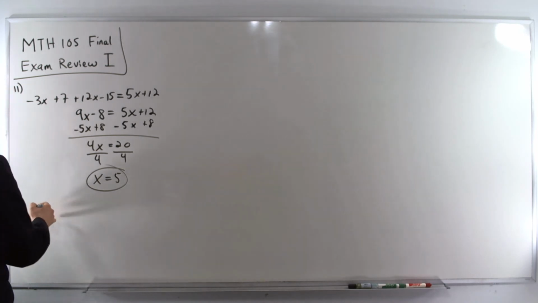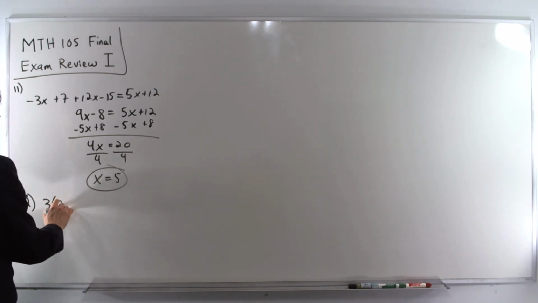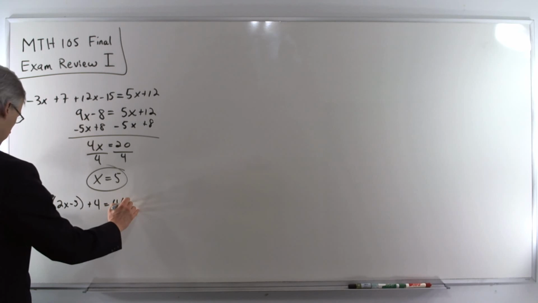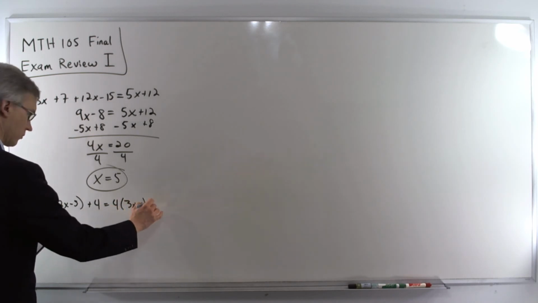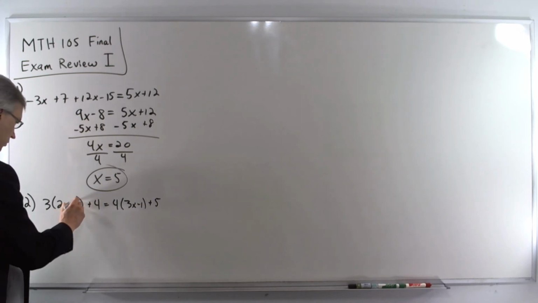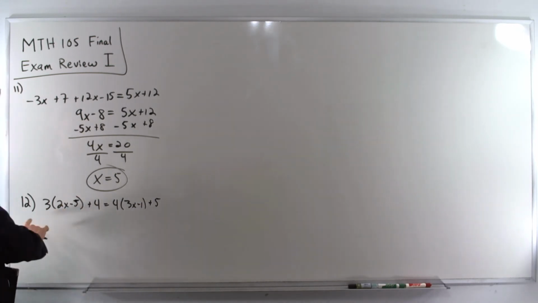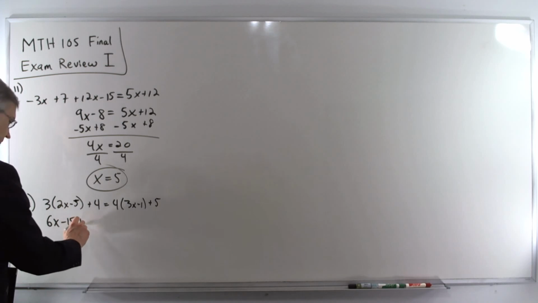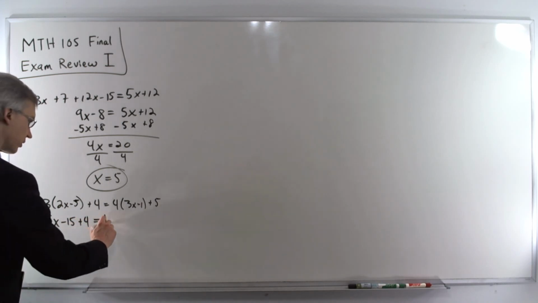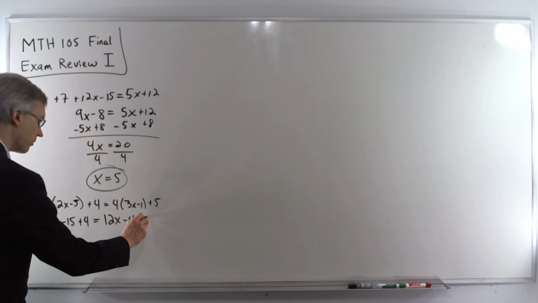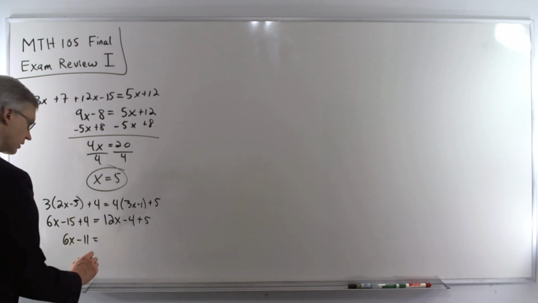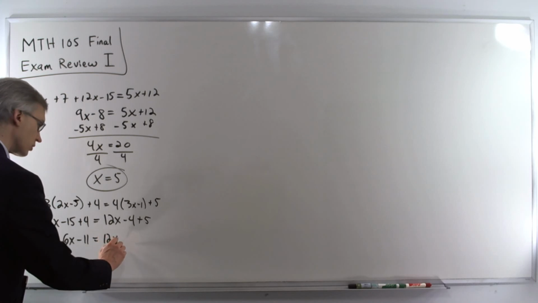Number 12. In this case, we're going to have to distribute to be able to simplify. So we got 6x minus 15 plus 4, and on the other side, 12x minus 4 plus 5. We can combine like terms here, so that's 6x minus 11 equals 12x plus 1.